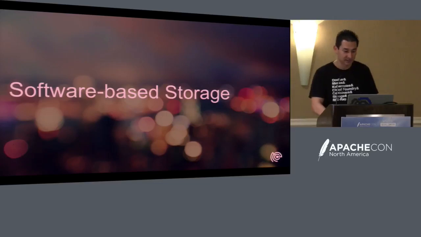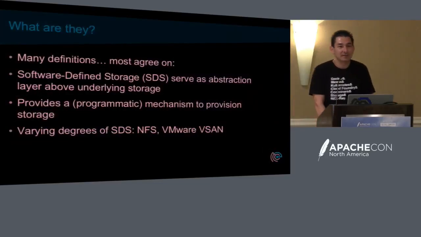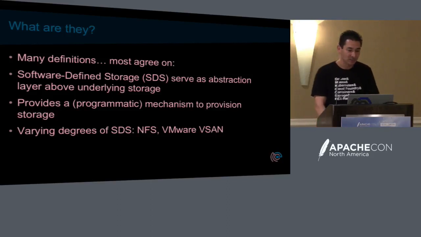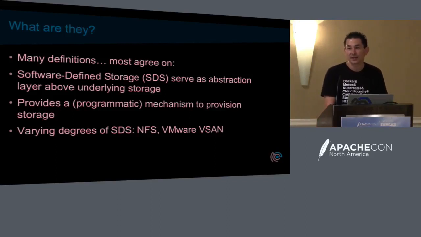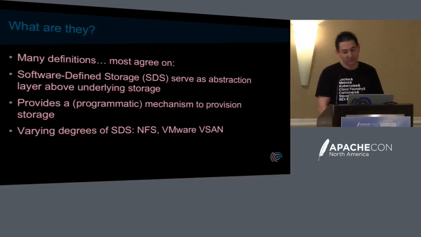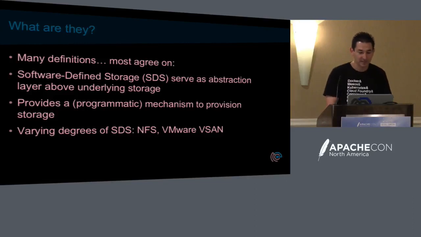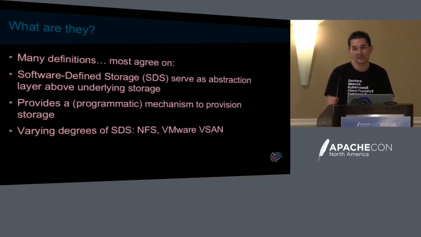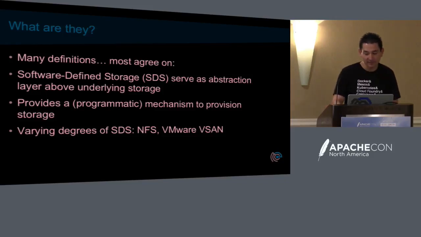So software-based storage. What are they? There are a lot of definitions floating out there. If you look at the Wikipedia page, there's just gobs of information. I think most people agree on two things. One, software-defined storage serves as an abstraction layer on the underlying storage. We'll go into a couple examples in a few minutes. And two, it usually provides an API, some form of CLI or REST API, to make changes and manipulate the underlying storage or the storage platform. A couple examples I have here are NFS and vSAN.